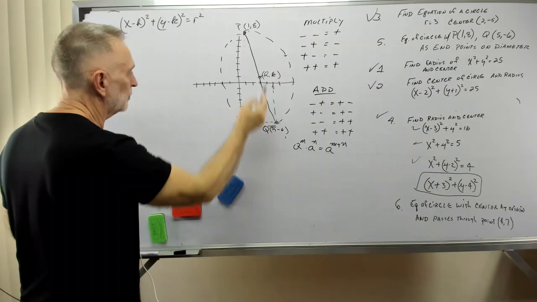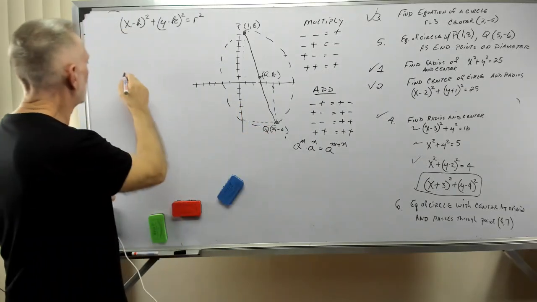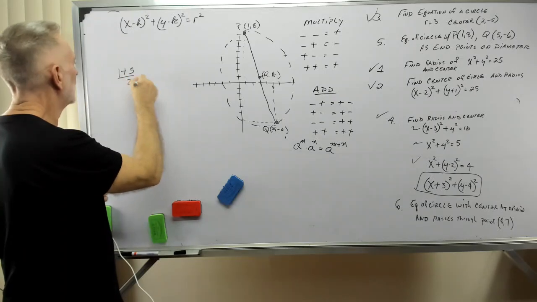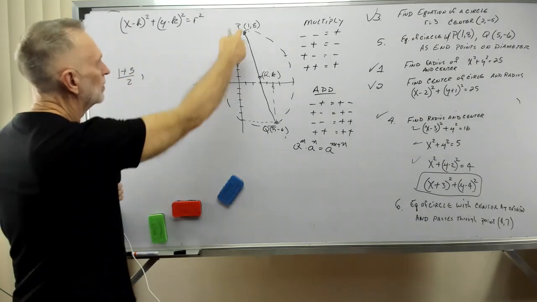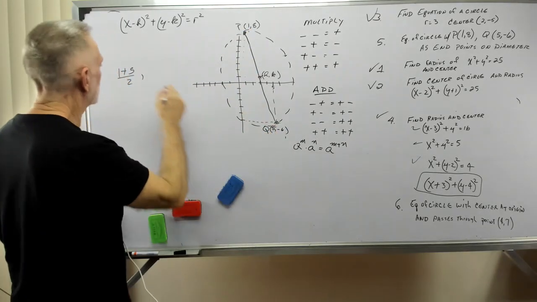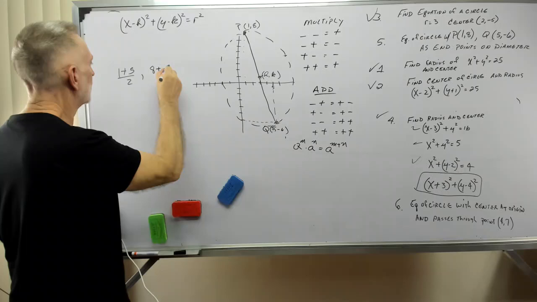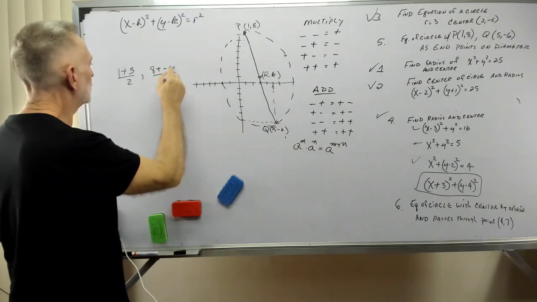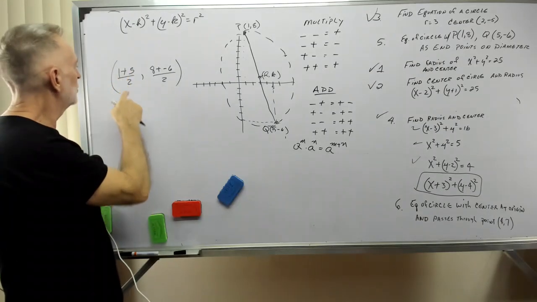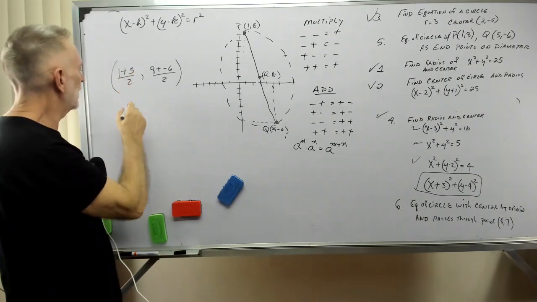We have an x value here and an x value there. 1 plus 5 divided by 2 is going to give me 1 point. 1 and 5, both of those. And then 8 plus a negative 6 divided by 2 is going to give me another point. So 1 plus 5 is 6, 6 divided by 2 is 3.